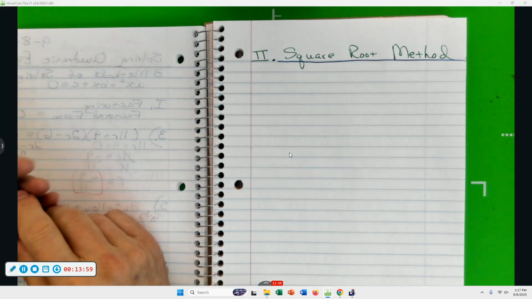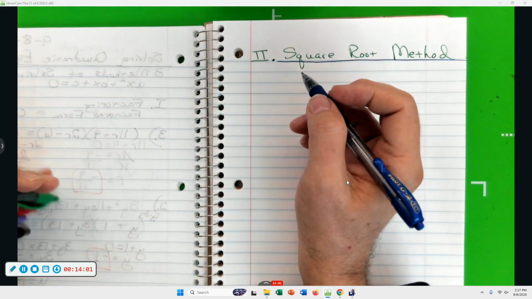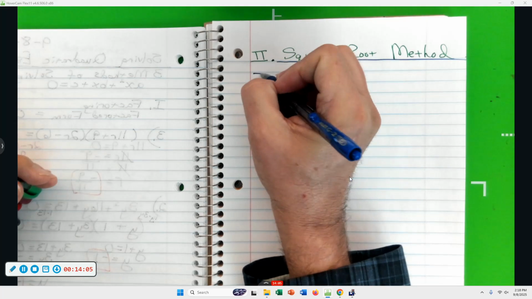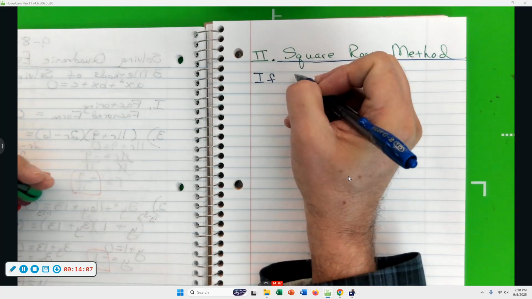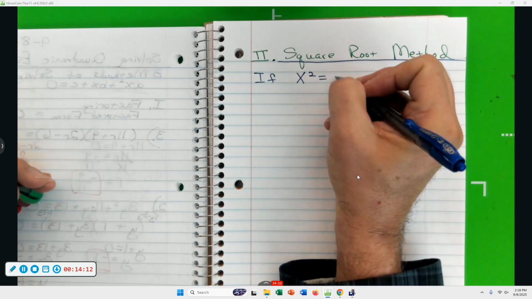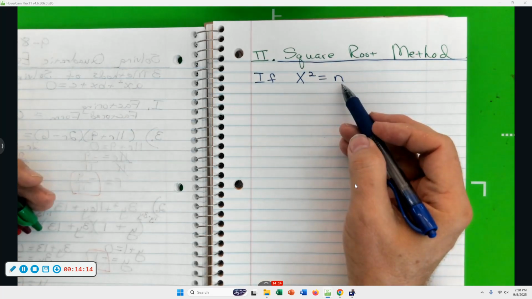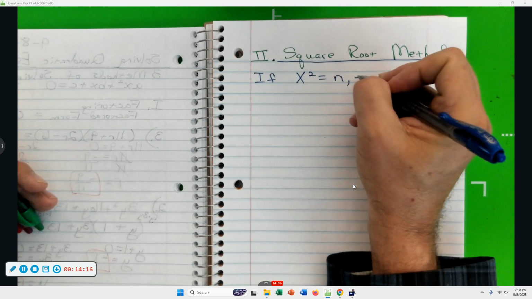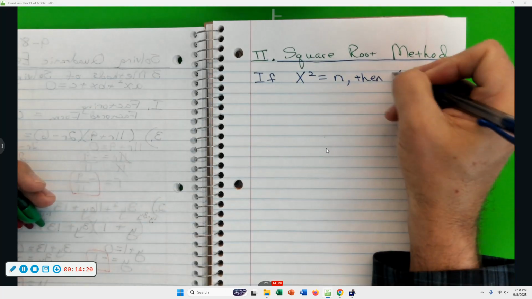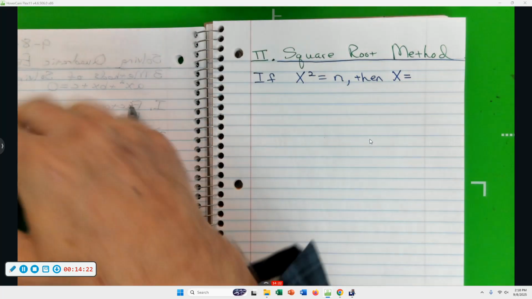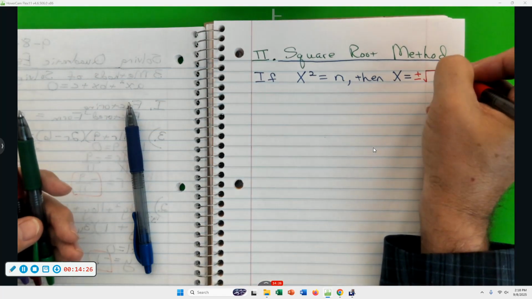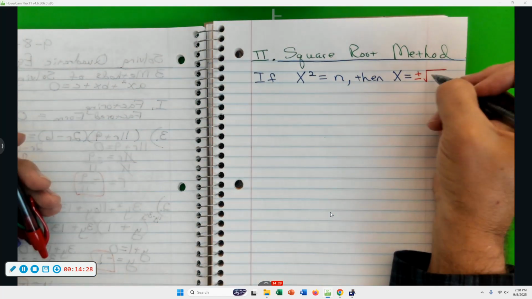Okay. The square root method. If you understand what it's saying, it's obvious. If you have some quantity squared, I'm going to use a capital X squared, equal to n, where n is a number, then the thing that's being squared has to equal the positive or negative square root of that number.